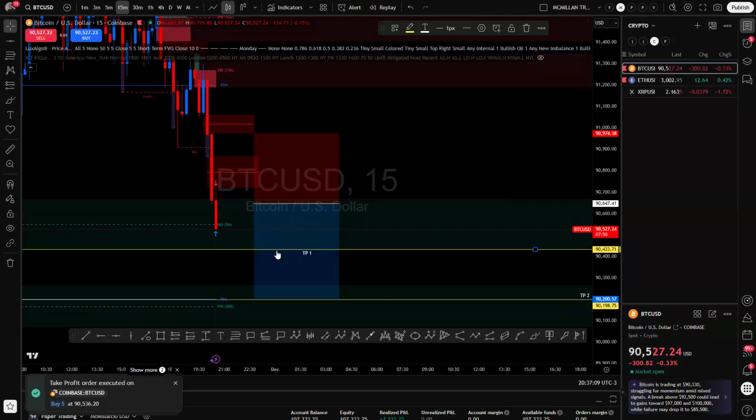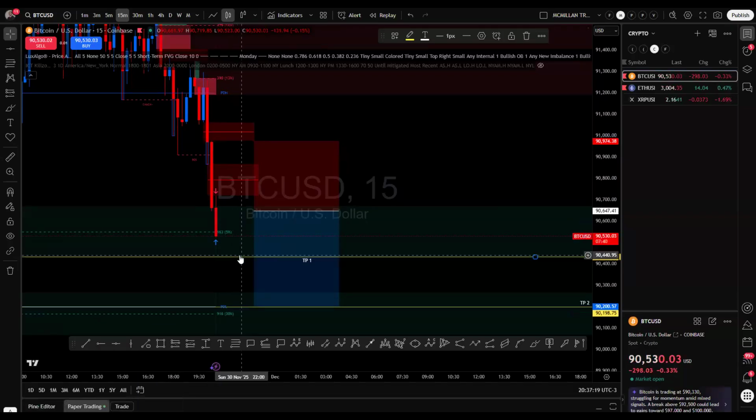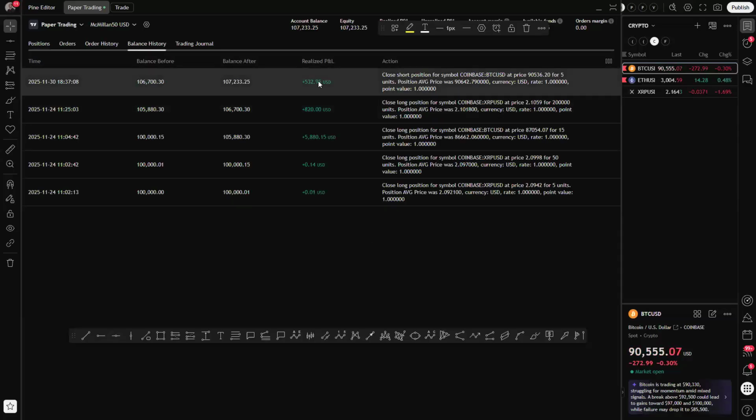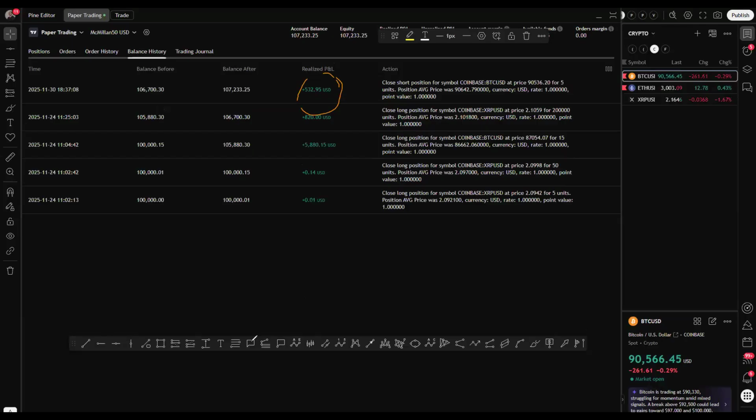Okay, so I'll move my TP up to here. Then before I could move it back down to here, it smacked me out of profit. But you can see it's almost close to hitting this TP. But we came out with $532 profit. Okay. So that was decent. So we did okay on this. Let me document my results, and then I'll end this recording. I'll be right back.